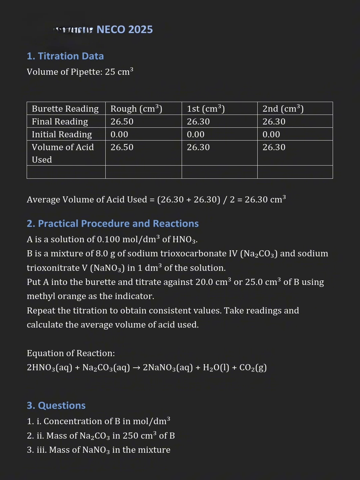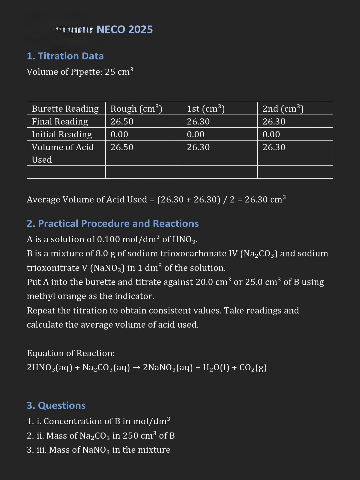Let's go. They said A is a solution of 0.100 mole per dm cube of HNO3. B is a mixture of 8.0 gram of sodium trioxocarbonate(IV). Just take time to read this. Let me say something before I proceed. We said that this is a mixture. That is our B. Our B is a mixture of sodium trioxonitrate(V) and sodium trioxocarbonate(IV).